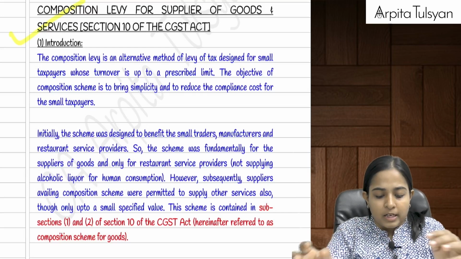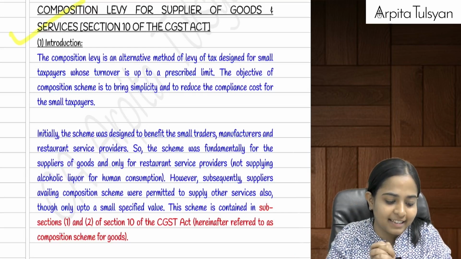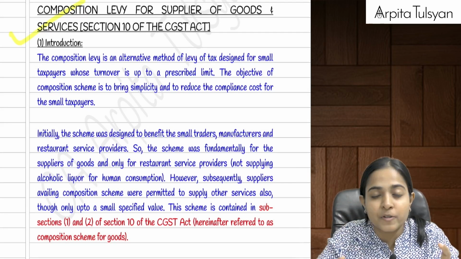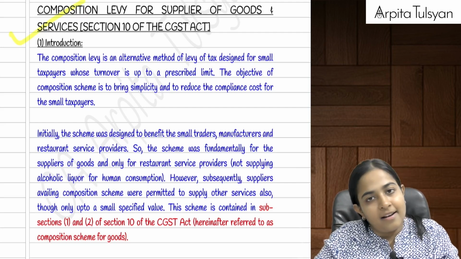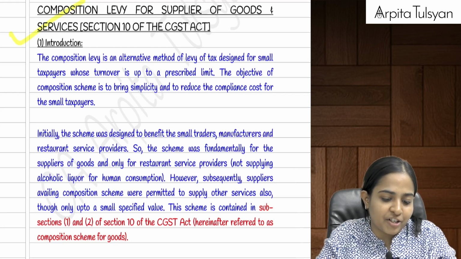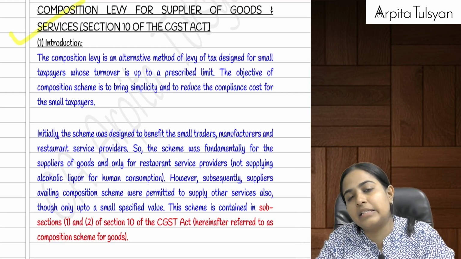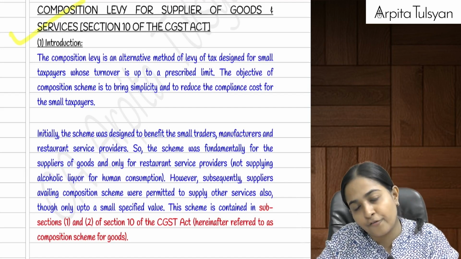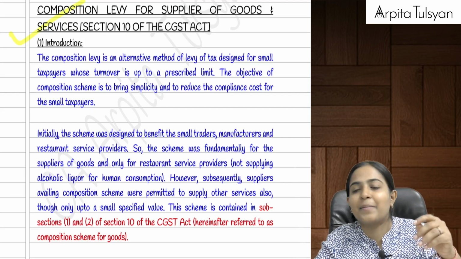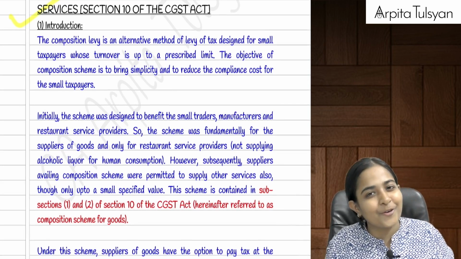Chalo. Now section number 10 of the CGST Act, that is composition levy. Section number 7 was supply, section number 8 was composite and mixed supply, section number 9 was charge. Section 9(1) was talking about CGST and IGST rates, 9(2) was talking about no GST on a few things, 9(3) and 9(4) were talking about the reverse charge mechanism, and 9(5) was talking about the e-commerce operator. Now we go on to the last section of the chapter.